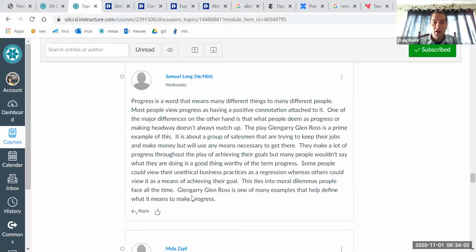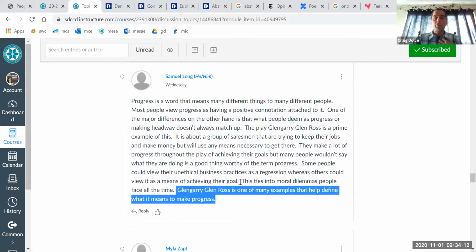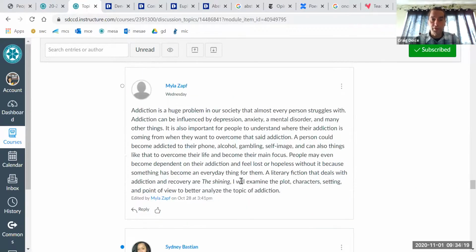Glengarry again, Ross. Okay, so I think good job mentioning the source, but what do the sources say? Group of salesmen. Yep, any means necessary. Yes. So I think that right down here, you do a good job of letting the reader know your fiction. Just mention the elements of fiction that you're going to analyze, as well as the possible critical thinking strategy.